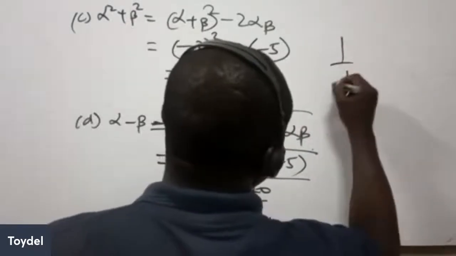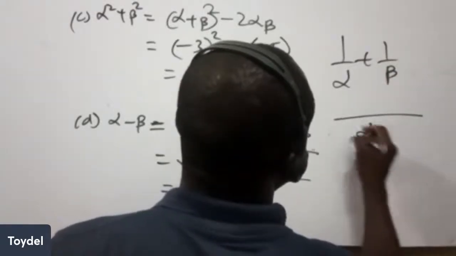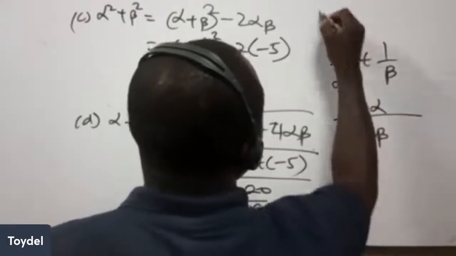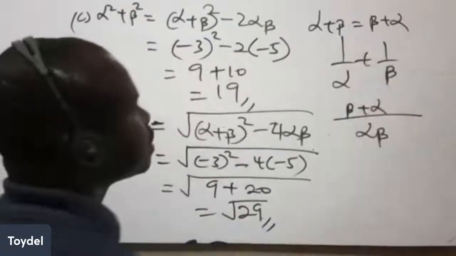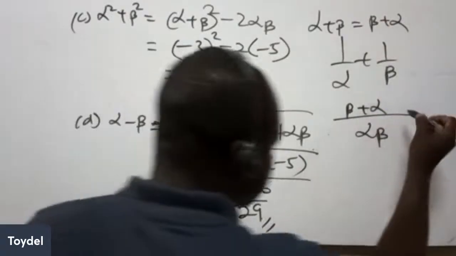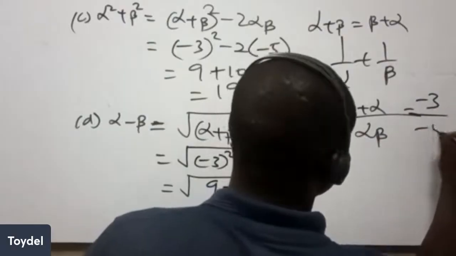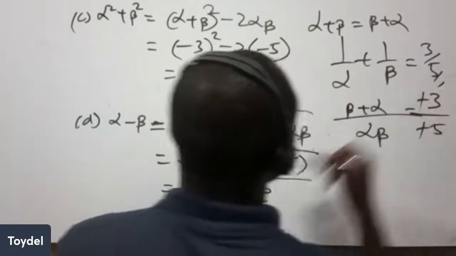You can say find 1 over alpha plus 1 over beta. So in this case, now just take the LCM, alpha beta. Alpha in alpha, we have beta plus alpha. So alpha plus beta is the same thing as beta plus alpha. They are symmetric. So in this case now, we are going to have minus 3 all over minus 5. Minus will take care of minus.